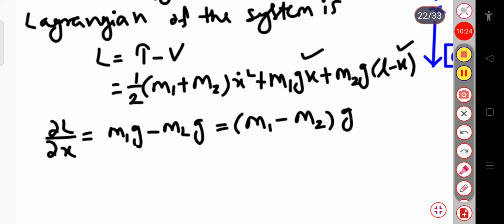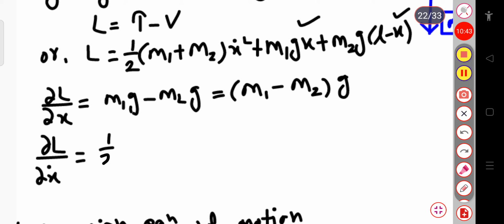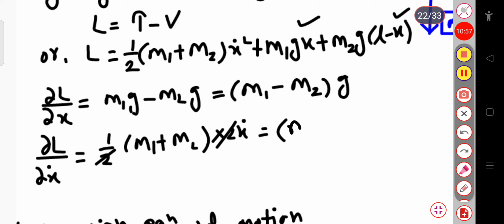Similarly, we can calculate dou L by dou x dot. You can see that only this term corresponds to x dot. So this will be 1 by 2 into (m1 plus m2), the constant term, and the derivative of x dot square is 2 x dot. The 2 cancels with the 1 by 2, so this will be equal to (m1 plus m2) whole into x dot. So this is the value of dou L by dou x dot.